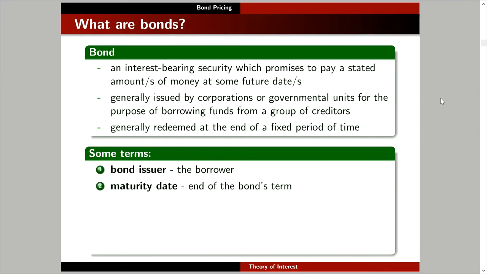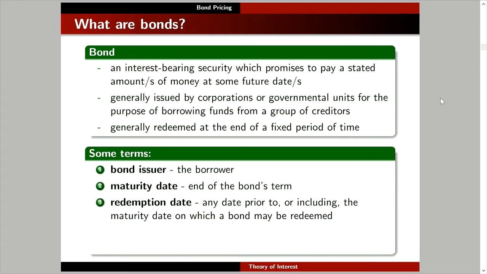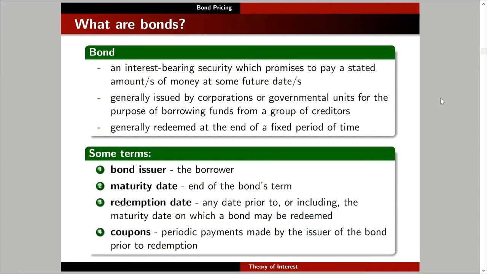Next, we have this maturity date. It's just the end of the bond's term. So, sa redemption date, i-redeem yung bond. Ibig sabihin, ipipay off na yung loan. And then finally, we have these coupons. These are periodic interest payments made by the bond issuer or the borrower. Don't forget, the bond issuer is the borrower. They issue bonds because they want to borrow money.